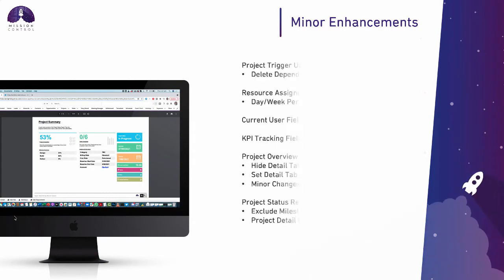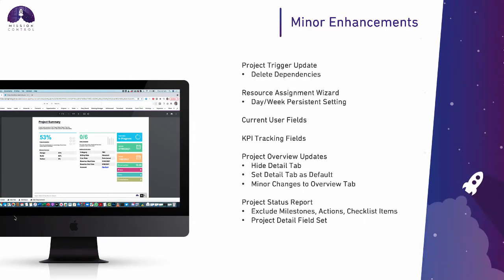And just some minor enhancements here. So we added some logic into the project trigger. So previously, if you deleted a project, the related records of milestones, actions, checklists, they would all get deleted as well. What wasn't being deleted were the dependency records. So we've just added logic in there, so that will clean that up. So going forward, there'll be no orphaned dependency records when you delete a project.